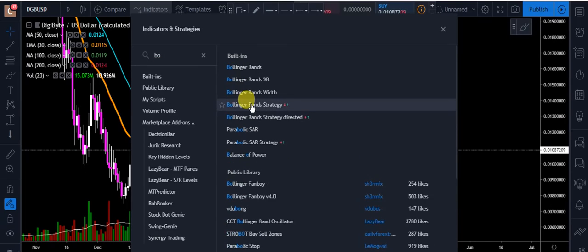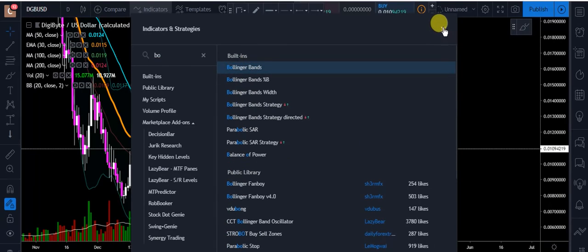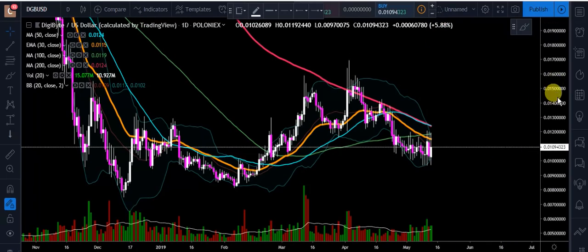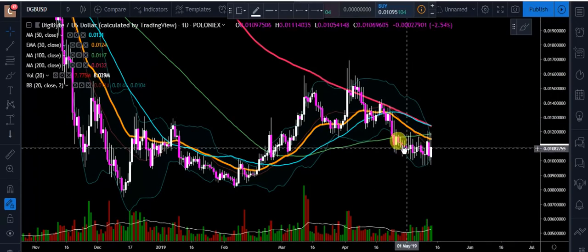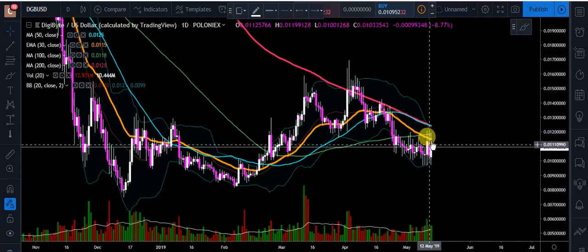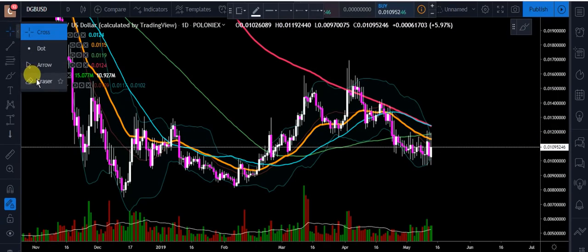Let's see. There they are. This is just going to show us if we're getting overextended. So guys, right now we're just basically in the middle here. The bands are starting to tighten up a little bit because we're just moving sideways. So we're going to have to see here. Bands aren't telling us a ton right now.